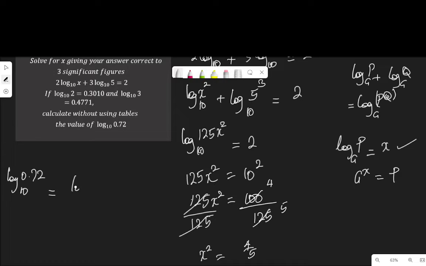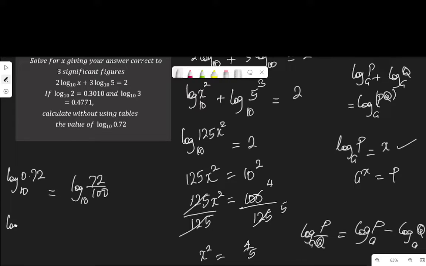I can express this 0.72 as 72 over 100, because when I divide 72 by 100 I should have 0.72. Then I'm going to apply the law of logarithm that says log p over q is equal to log p minus log q. That is, log p over q to base a is log p minus log q all to base a. So if I apply the law here, we have log 72 to base 10 minus log 100 to base 10.